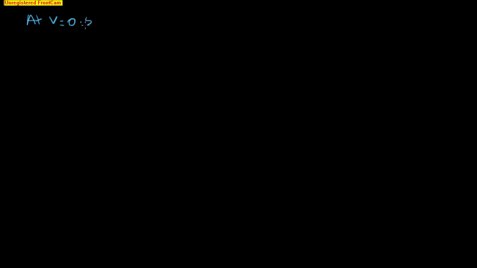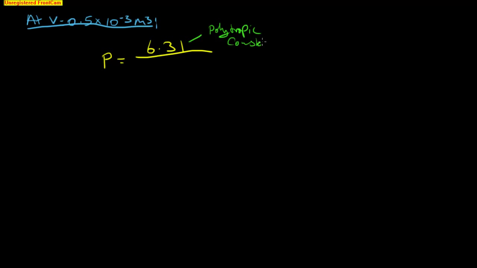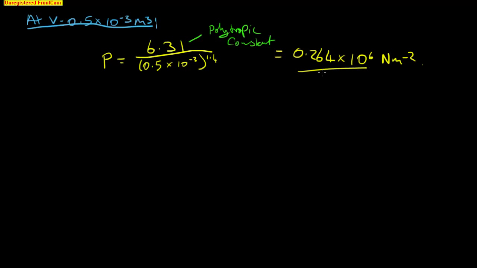So let's say take V of 0.5 by 10 to the minus 3 meters cubed. This is a random point between volume 1 and volume 2. So again, doing the same thing, we know our polytropic constant from 1 to 2, which also holds true for this point because it is between volume 1 and volume 2. Sorry, that's 0.5 by 10 to the minus 3. So then we can calculate our pressure at this volume, which is 0.264 megapascals.